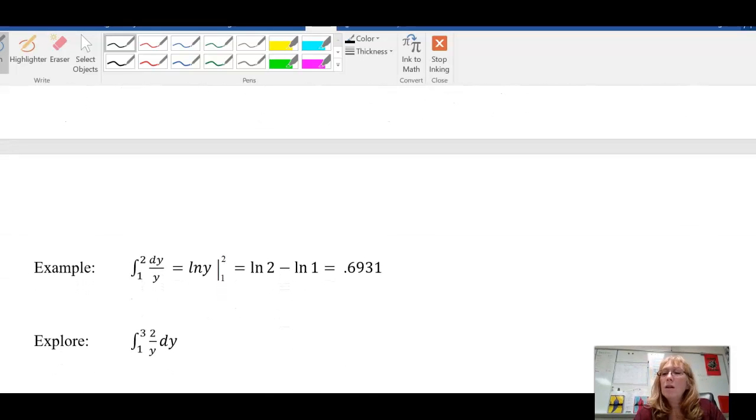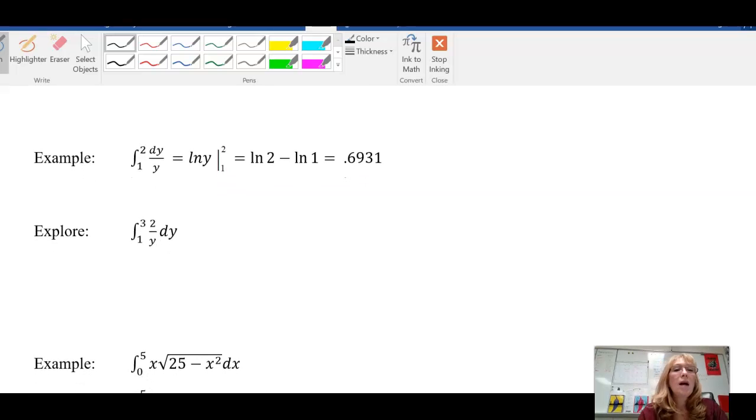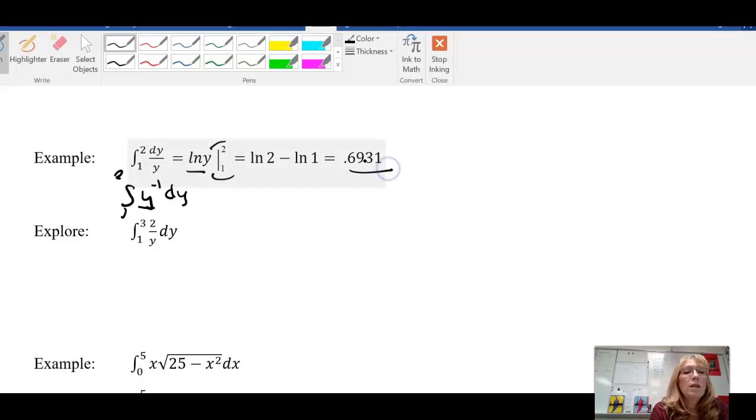Next, we got to look at some of those weird ones again. Remember e and the natural log? So remember, this is really the integral from 1 to 2 of y to the negative 1 dy. Well, we know the antiderivative of y to the negative 1 is the natural log of y, all from 1 to 2. Then we just plug in the 2. So the natural log of 2 minus the natural log of 1, 0.69.